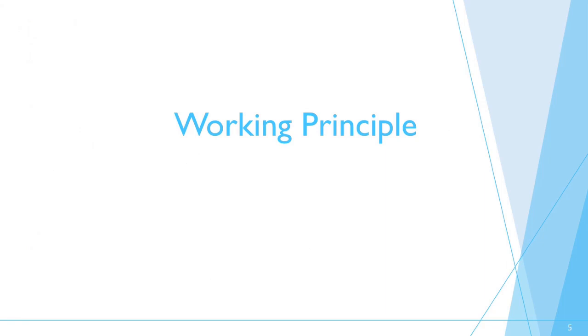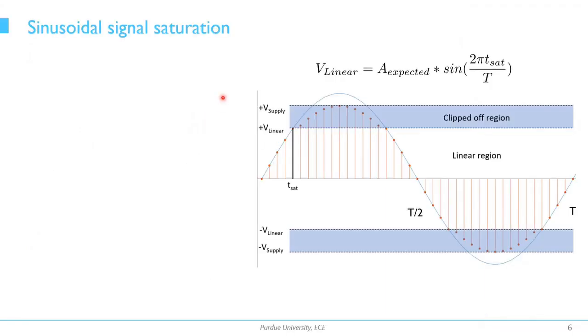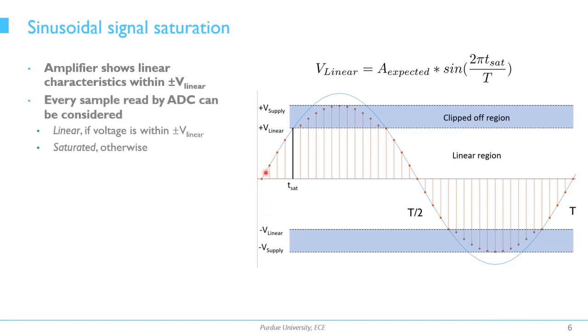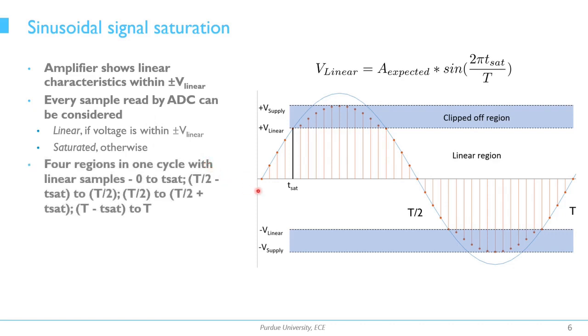Now to talk about the working principle, consider the case of symmetric signal clipping, where the signal gets clipped within plus or minus V linear. Each sample can then be classified as either linear if it is within plus minus V linear, or saturated otherwise. In one cycle, there are 4 such regions that are linear. The number of linear samples and the total number of samples in each cycle are then counted.